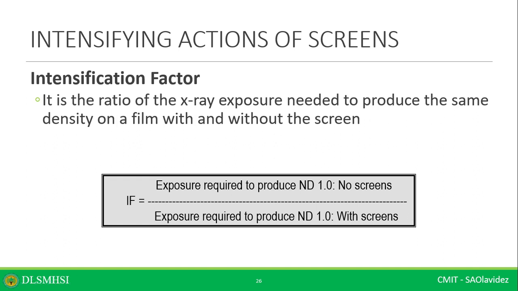Now, it tells us how much reduction in dose is required for a particular intensifying screen. An intensification factor of 2 means that the exposure factor needs to be reduced by 1/2 if the intensifying screen will be used. The higher the intensification factor, the higher the reduction in the amount of exposure required for each examination.